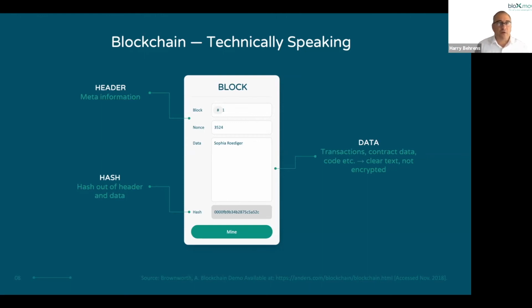5 years later, Sophia is really upset at Harry and basically says, no, I don't want to make contracts with this guy. And she tries to break the contract. So she says, no, that's not the contract I signed. And she rewrites her version of the contract and goes to court.